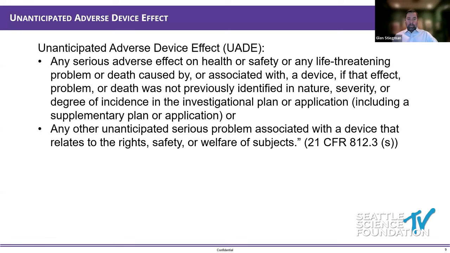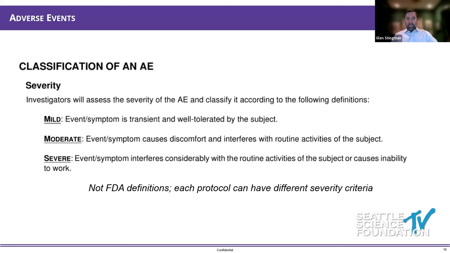Now, the classification of AEs: they have various severities and causalities, mild, moderate, and severe. These are what we put in our protocols. We run pretty much almost every total disc study out there, and this is sort of the cut and paste of what we put in there. Now, these aren't FDA definitions. This is our definition, but you'll see across protocol to protocol that they're all relatively similar.